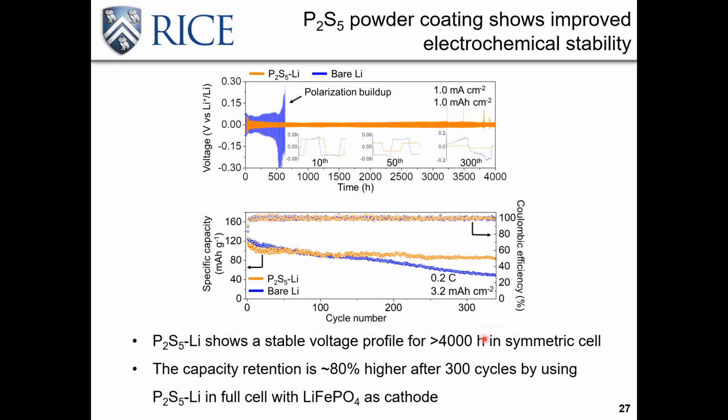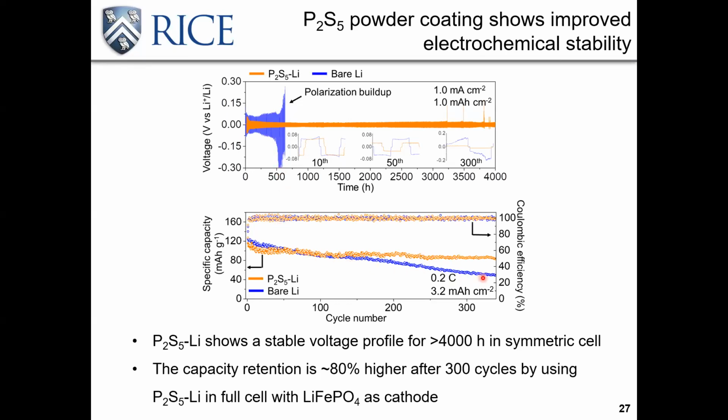With all these previous screening results, the long-term stability test is shown here. We compare the P2S5 coated lithium and bare lithium. The P2S5 coated lithium shows a stable voltage profile for about 4,000 hours in the symmetric cell as shown here. However, under the same condition, there is a larger potential for the bare lithium, and after about 500 hours the polarization starts to build up rapidly, which means the failure of the cell.